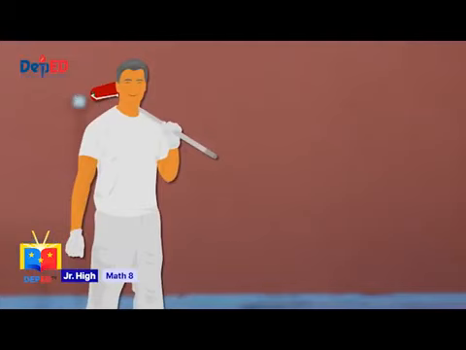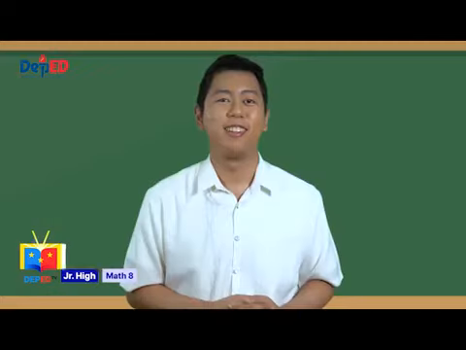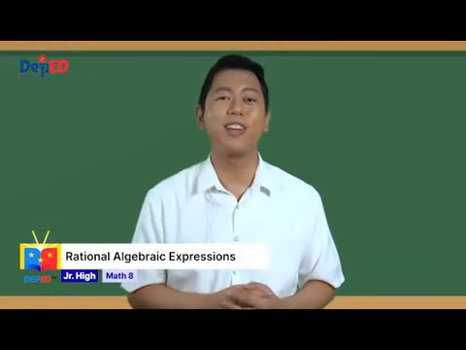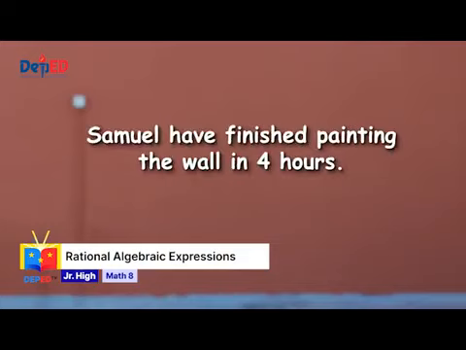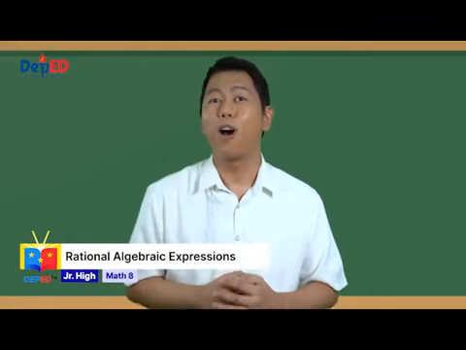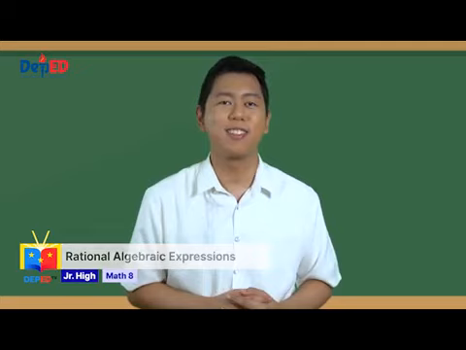This is Samuel. He is 47 years old, and he has 3 sons, and he is a painter. And he is the fastest painter in this community. Look at this wall. He painted this wall in just 4 hours. Now, what part of the wall is painted by Samuel in 2 hours?